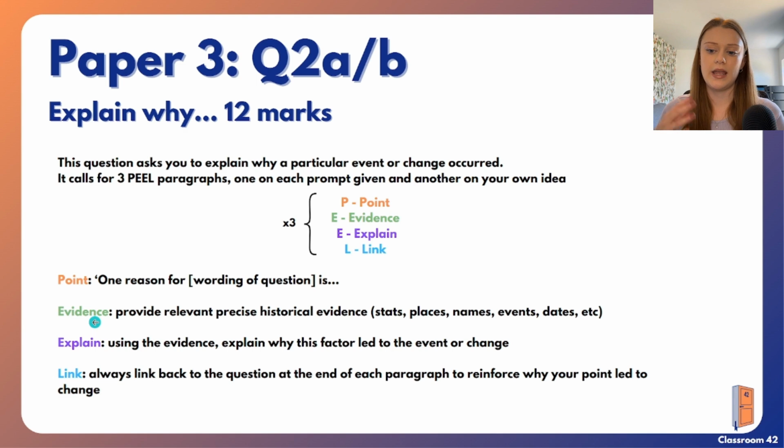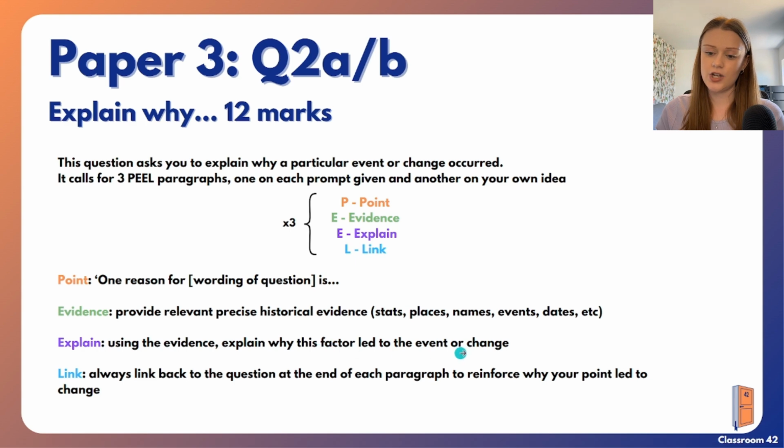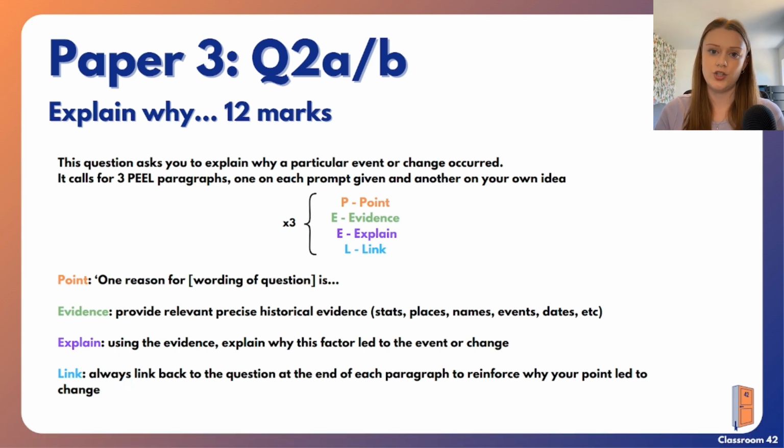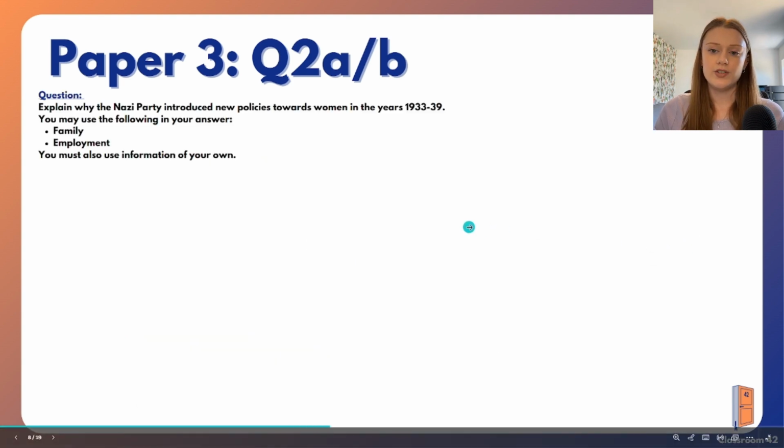Our evidence, so we're bringing in precise and relevant historical evidence, so our stats, places, names, dates, all that kind of stuff. Then we're going to use our evidence to explain why this factor led to change. This is really important in this question because the whole question is explain why. So we've really got to make sure that we include that explanation and we're not just stating facts. And then finally, we are linking back to the question at the end of each paragraph to reinforce why our point led to change.